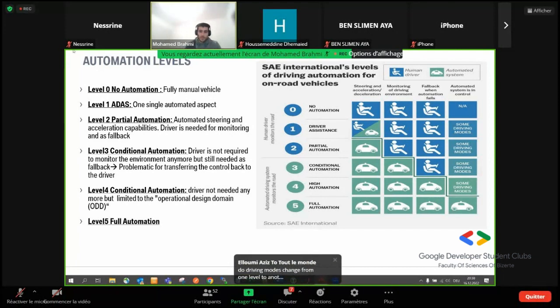Okay, what do we have here? Driving modes change from one level to another.